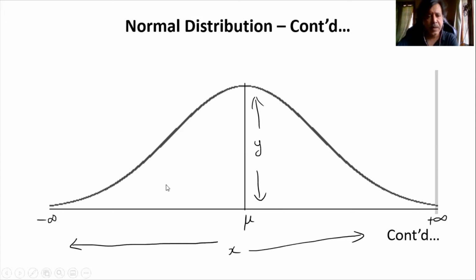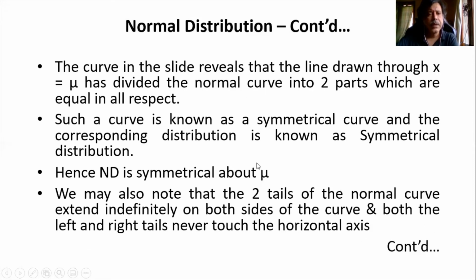Another thing you may notice in this curve is that it is symmetric on both sides. Means the area covered on the left side of mu is the same as the right side of mu. If I calculate the area from negative infinity to mu, that will be the same as mu to infinity. And for any probability curve, the total area is considered to be 1. That means from negative infinity to mu it will be 0.5, and mu to infinity it will be again 0.5. So that's what is said here.